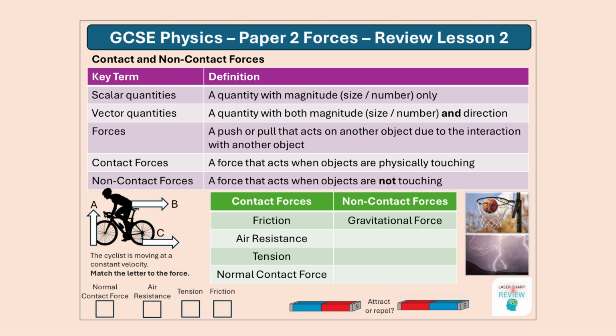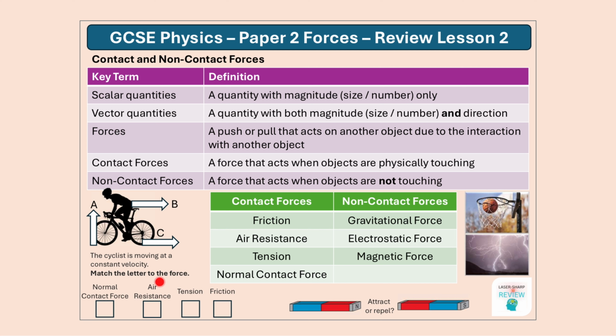An example of a non-contact force would be a gravitational force, so that's why the ball falls down to the earth. Electrostatic forces, so that's an example of lightning. And the third non-contact force is magnetic force, so we'll look at an example of that in a moment. So contact force examples, that's when objects physically touch, and non-contact forces, that's when you don't need to touch.